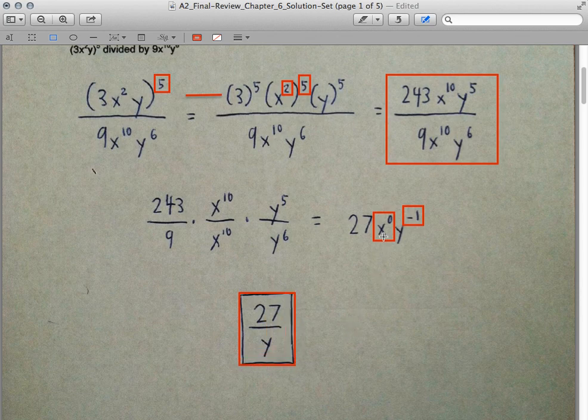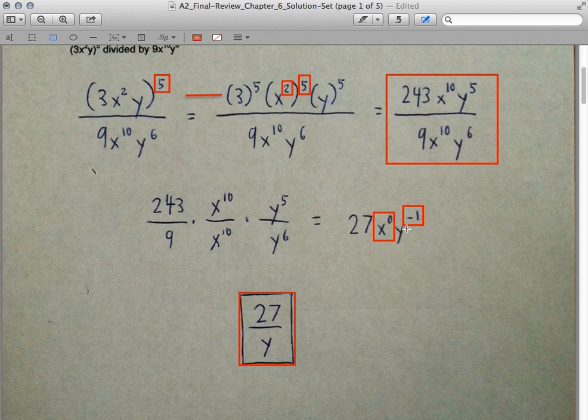The first is the zero power property. Anything to the power of 0 equals positive 1. So x to the 0 power here equals positive 1. And that's why it is not present in our final solution, because this is essentially 27 times 1 times y to the negative first. Also, we have our negative exponent property in play.